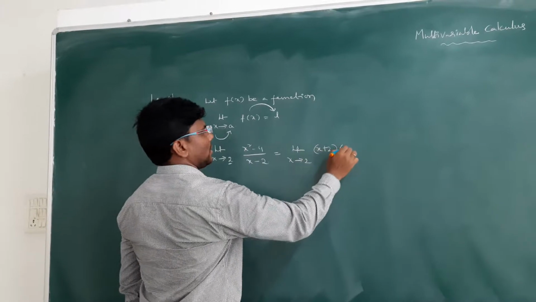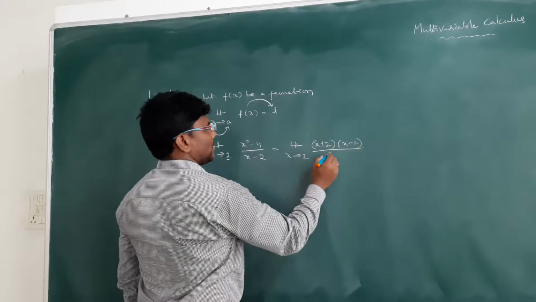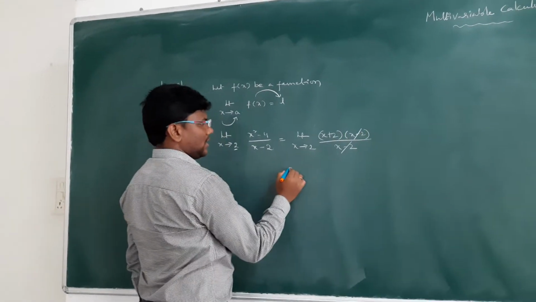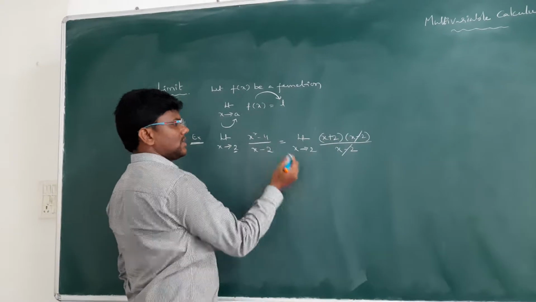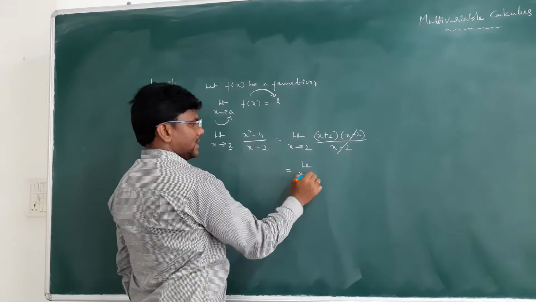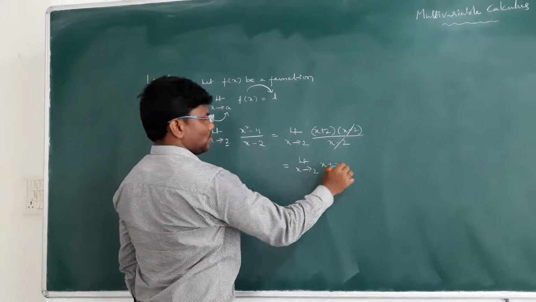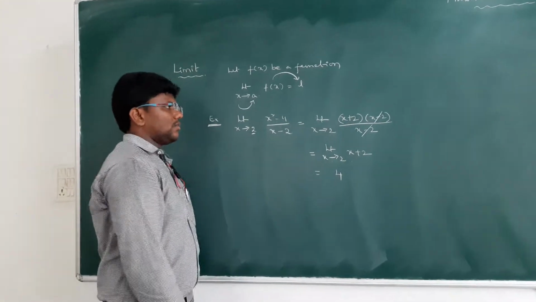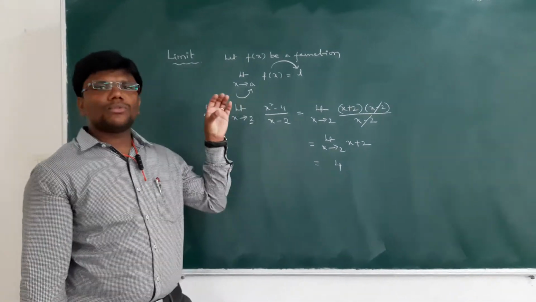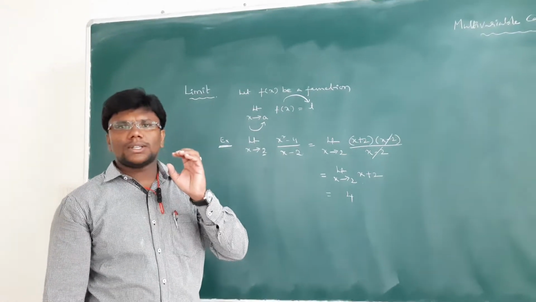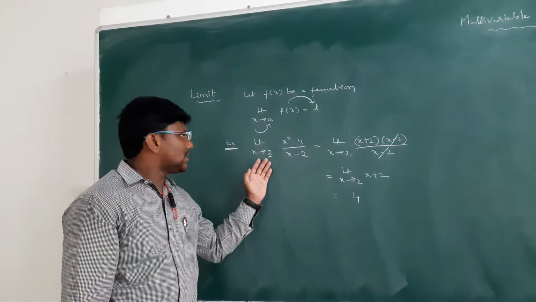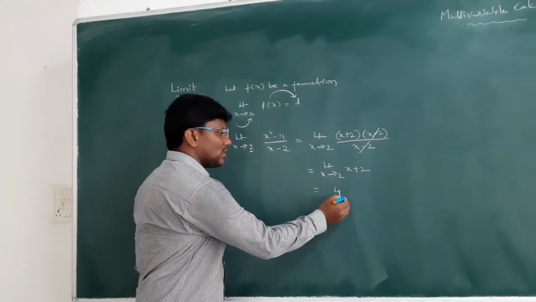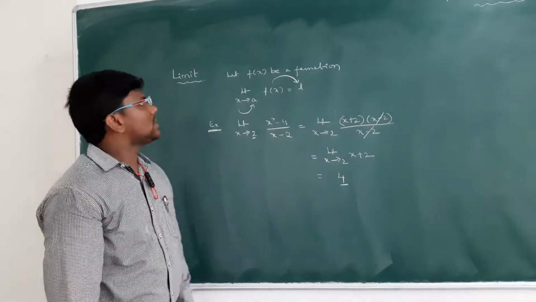I am applying the formula a square minus b square is a plus b into a minus b. So we get x plus 2 into x minus 2 by x minus 2. Here x minus 2 gets cancelled. We get the limit as x tends to 2 of x plus 2. Substituting x is equal to 2, 2 plus 2 is 4. This is the limit of the function. This is how to find the limit of a function of a single variable. The limit as x tends to 2 of x square minus 4 by x minus 2 is 4.